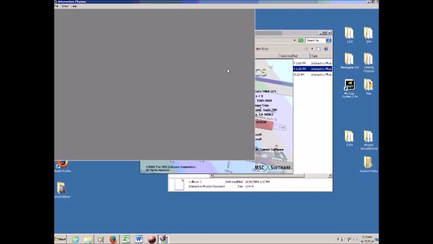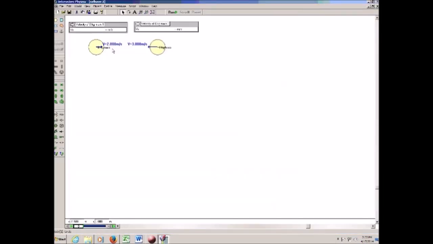So we go to collision 2. In this one, they're going to be headed towards each other. The velocities point in opposite directions. So again, write down the mass and the velocity of this guy before the collision, mass and velocity of this guy before the collision. Run the simulation, and after the collision, stop it.